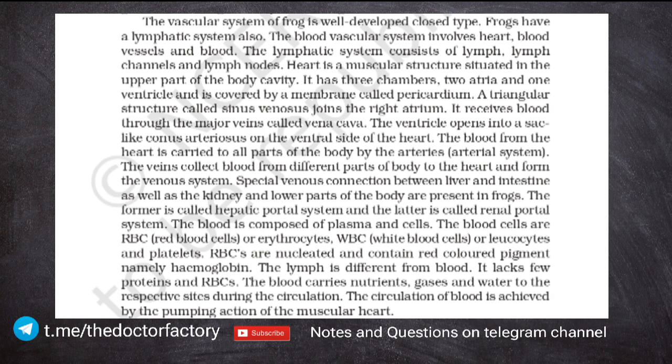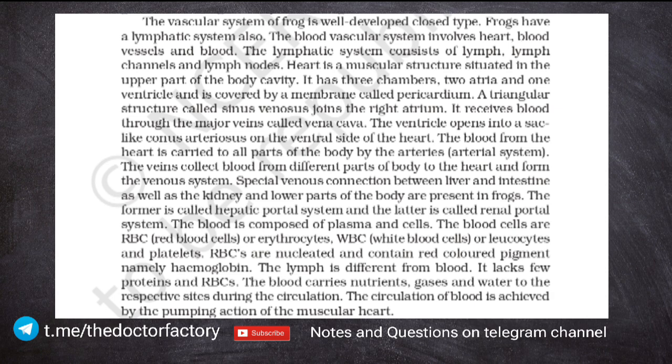The blood is composed of plasma and cells. The blood cells are RBC, that is red blood cells, or erythrocytes, WBC, also known as white blood cells or leukocytes, and platelets. RBCs are nucleated and contain a red colored pigment, namely hemoglobin. The lymph is different from blood. It lacks a few proteins and RBCs.